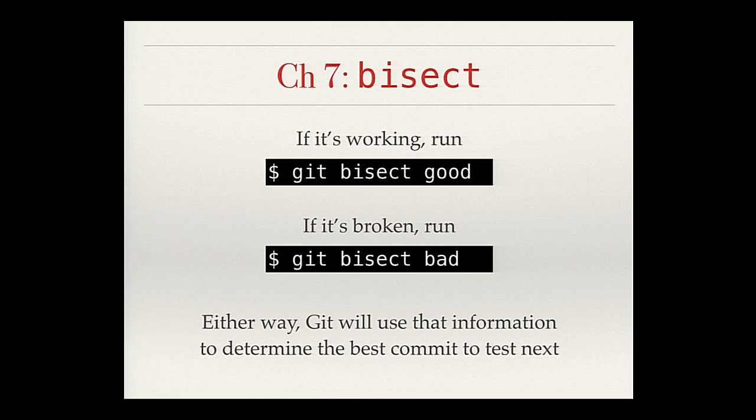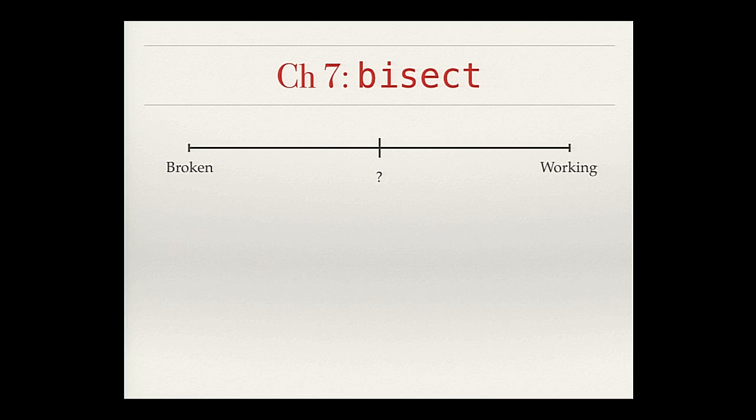If it's working, you just run git bisect good. If it's broken, you run git bisect bad. Either way, you're going to have more information about where it changed from good to bad. So for example, if you have a continuum of commits where you have a broken one and you have a working one, Git's going to ask you to identify one in the middle. Is it good or bad?